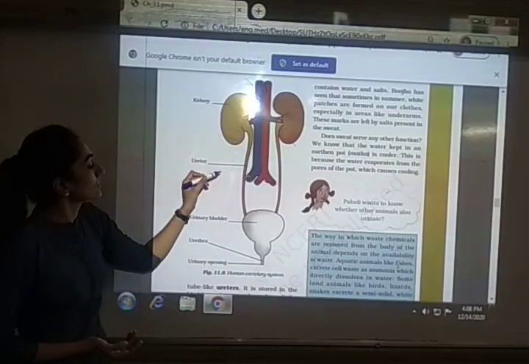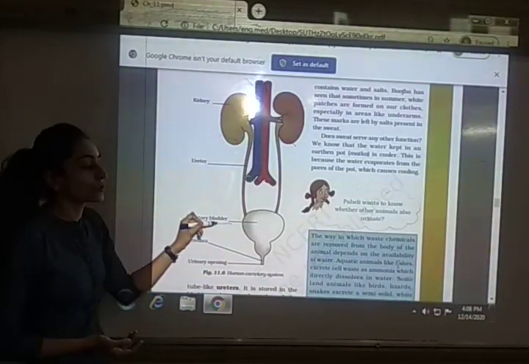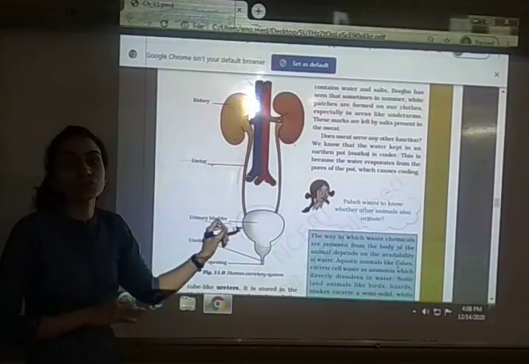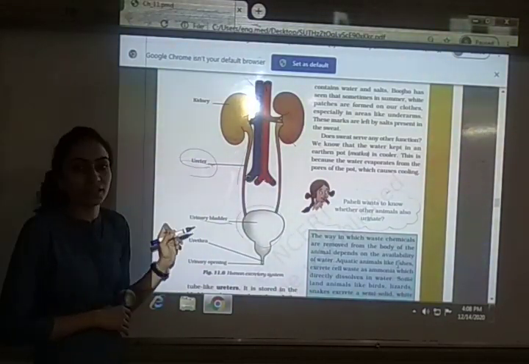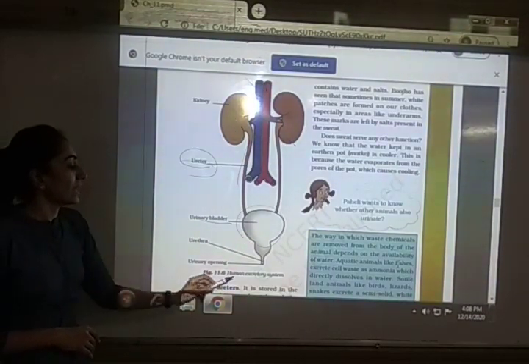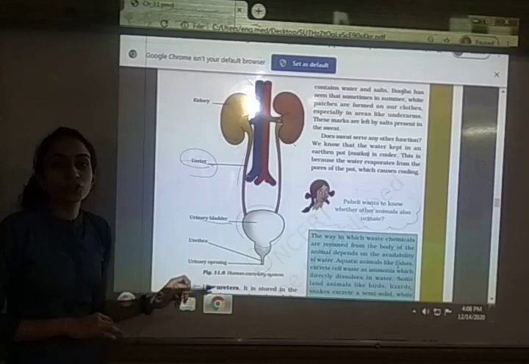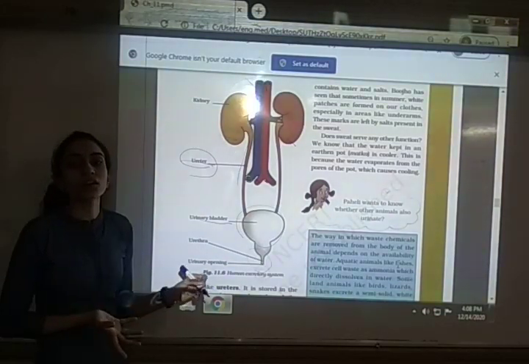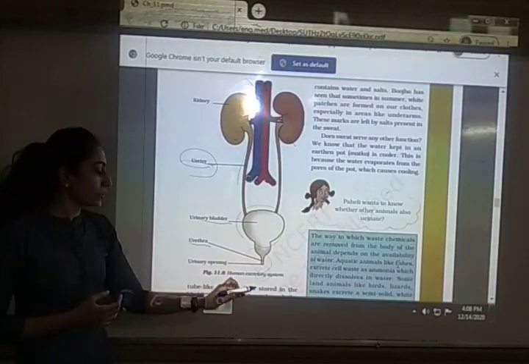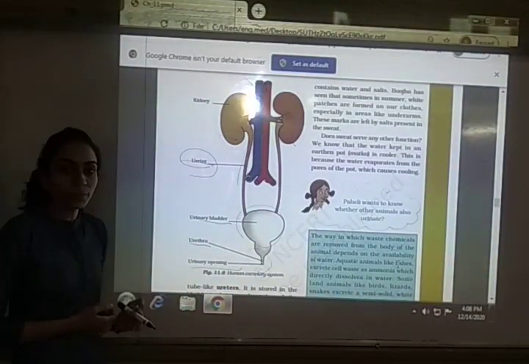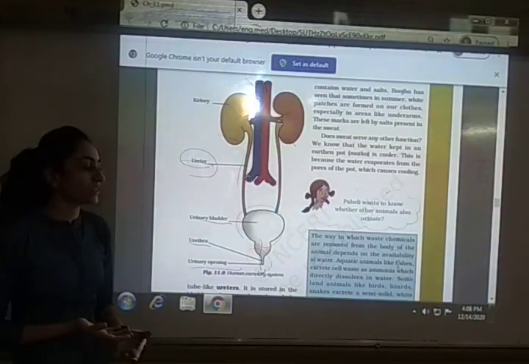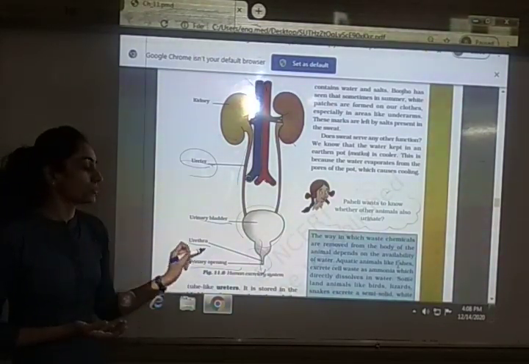This urine goes to the urinary bladder. It is stored in this urinary bladder through these tubes, or vessels, which are known as the ureter. From the kidney, the urine goes to the urinary bladder, and after this there is a tube-like structure, a vessel, which is known as the urethra. And from this urethra, through the urinary opening, the urine is thrown out from the body, from the opening of the urethra.